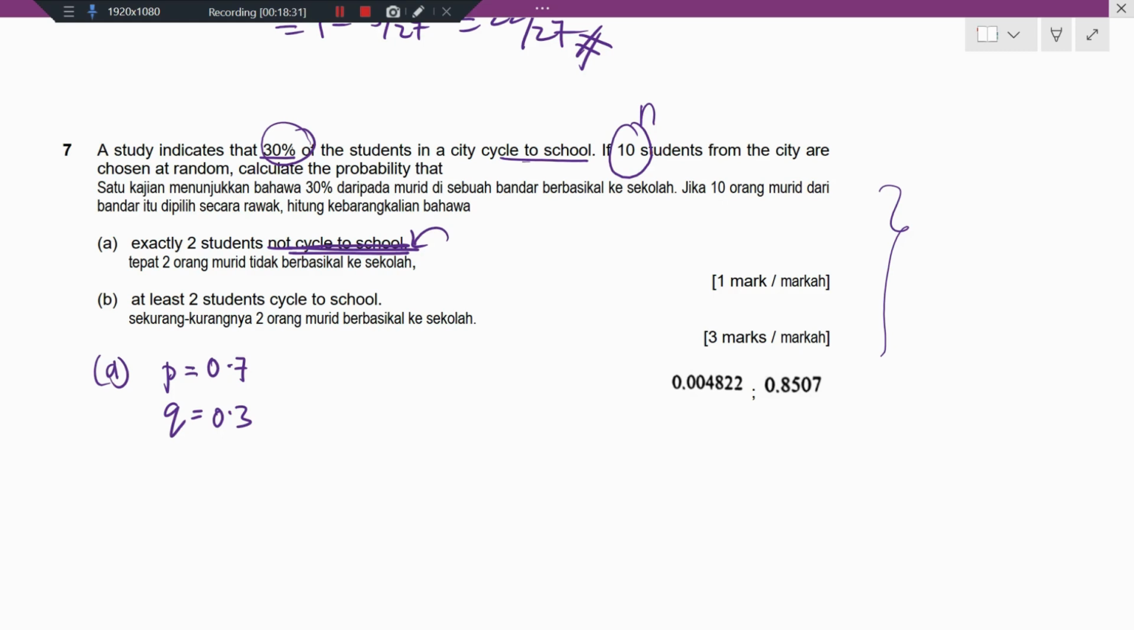Why is the 30% not P? Because it is not what the question requires. What the question requires will be the probability of success. So now the question is asking probability x equals to 2. So out of 10 you choose 2, and then probability of success 0.7 power 2, sorry, 0.3. 10 minus 2 is 8. So key in your calculator.